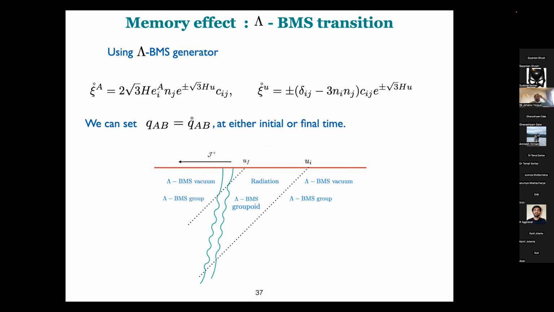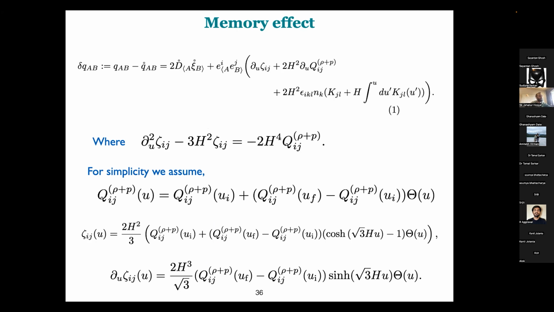Then I can use the lambda BMS generator vector, which has exactly this structure. Notation: you have U, UF, and UI. I mean, what are those? You have U and UF, and you're computing the delta QB at U, right? At some U. So this notation is a little bit confusing.